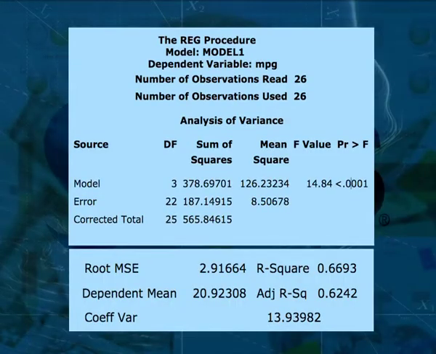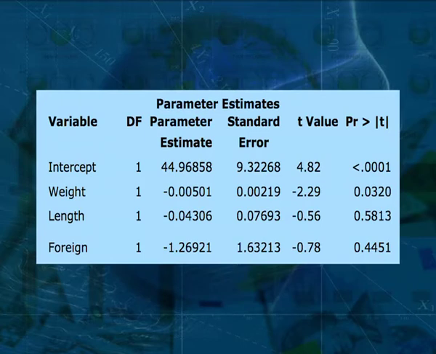Looking at the p-values of the output, statistical significance could be gauged. The screen shows the output of the regression command executed. The reg procedure, model 1, dependent variable MPG, number of observations read 26, number of observations used 26. Here, by looking at the output generated, we can see that price and weight have negative relation, whereas the next two variables, length and foreign, are statistically insignificant. This can be inferred by looking at their p-values, which are above 0.5.